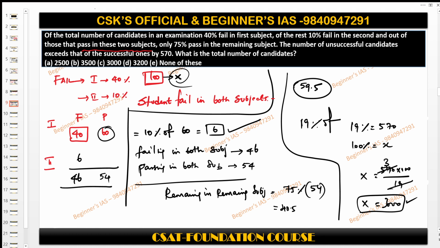Whether it is a complicated question, it is not complicated. Here we need to read this question. Out of the rest, 10% fail in the second. Understood? So this is the thing you need to do. Okay.